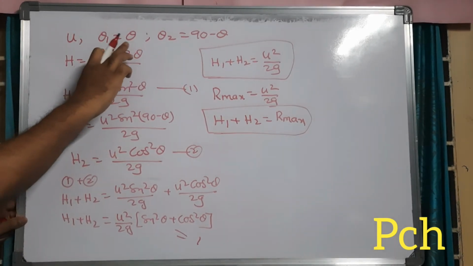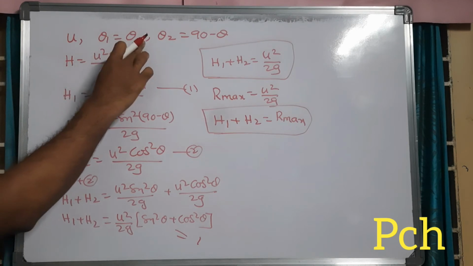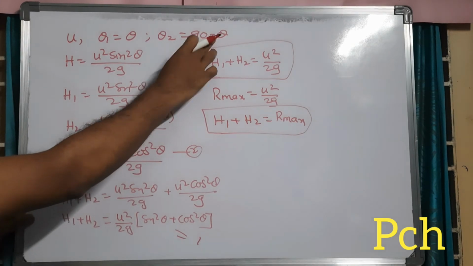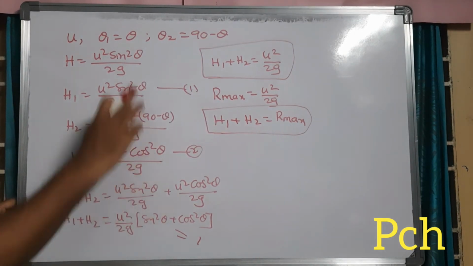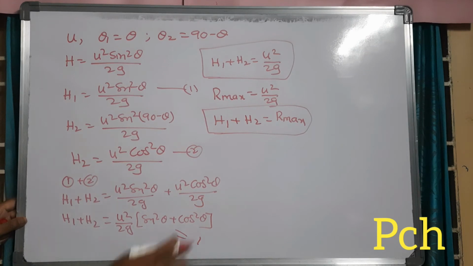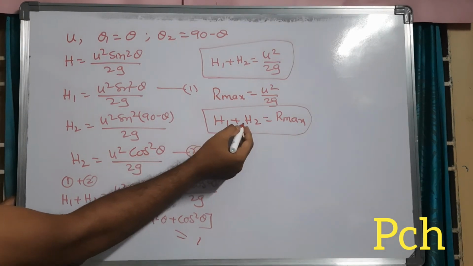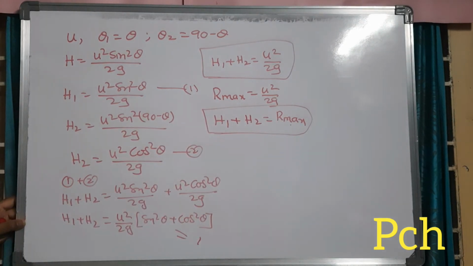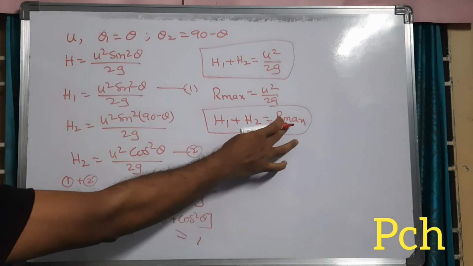We already discussed in the previous session that if the angle of projection of the first object is theta and of the second object is 90 minus theta, their horizontal ranges are the same. So in this case, both the objects' ranges are the same. So the sum of their maximum heights is equal to the maximum horizontal range. Now we can also write it in terms of the product of the maximum heights.